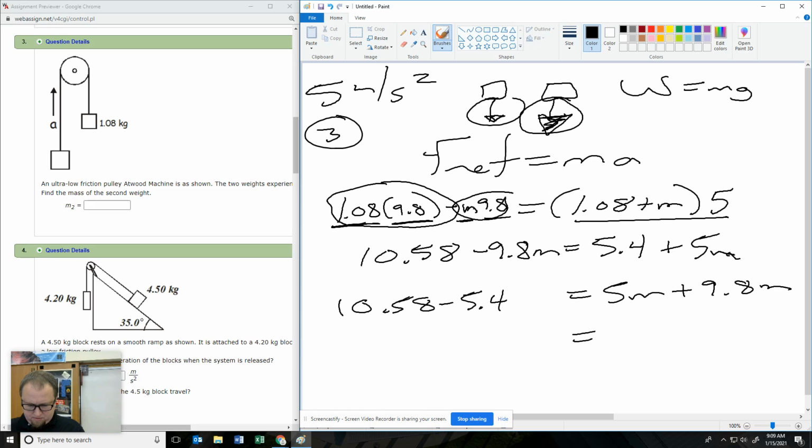Five plus 9.8, 14.8. Whoa, I need coffee. All right, and then 10.58 minus 5.4, 5.18. Divide that off, 0.35.